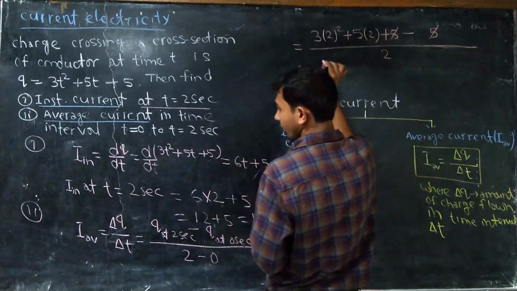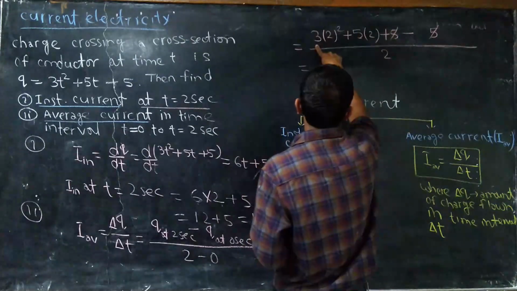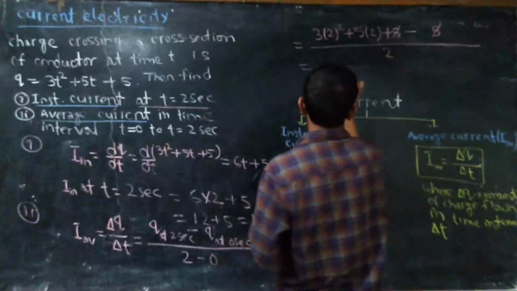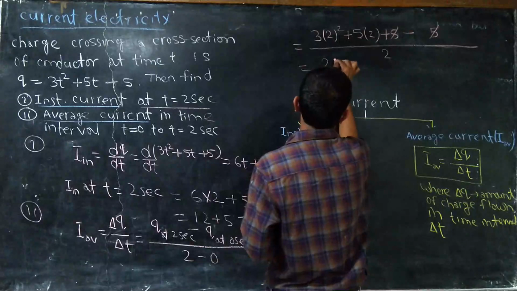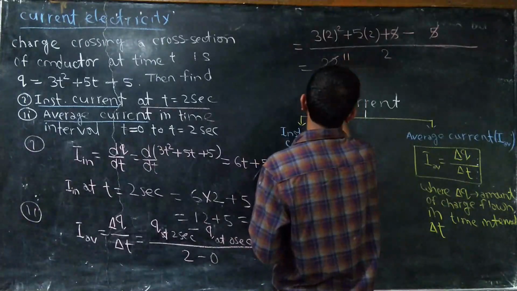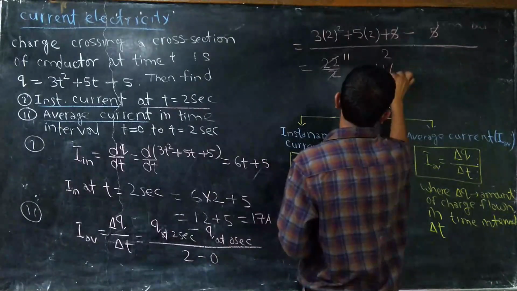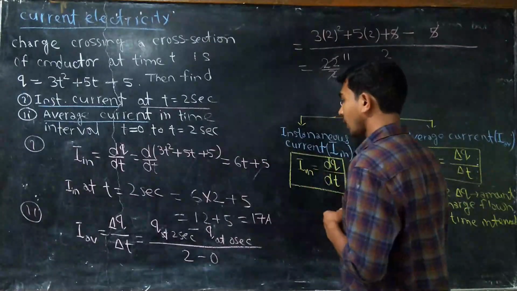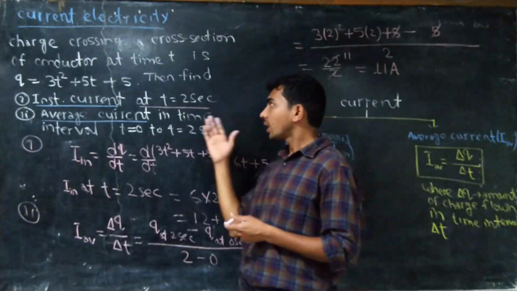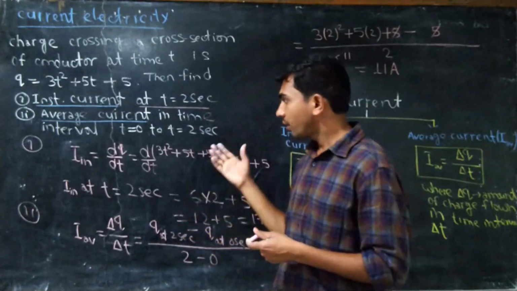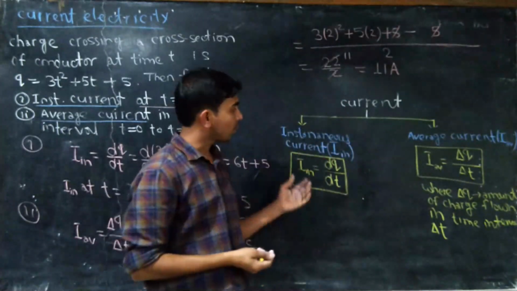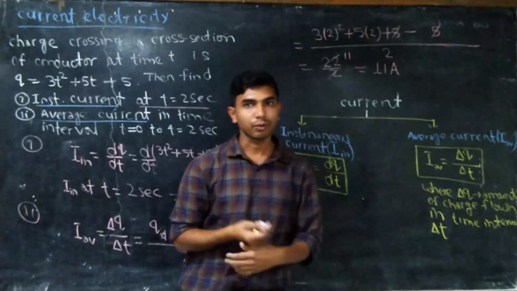So we can write here: 3 into 4 is 12, plus 10. 12 plus 10 is 22, divided by 2, that means 11. So the answer is 11 ampere. This is current, so the unit will be ampere. If a question comes like this, you are able to calculate instantaneous current as well as average current with the help of these two formulas.